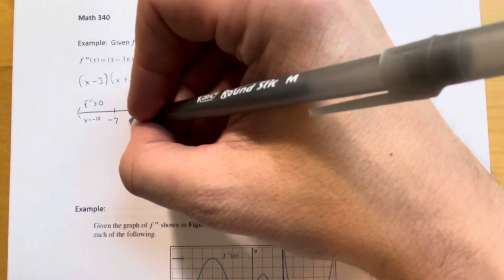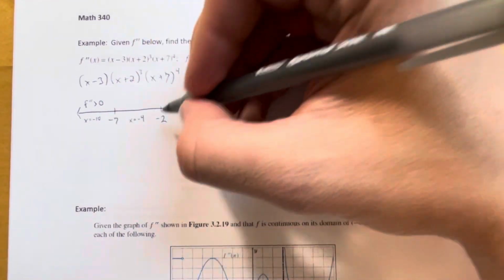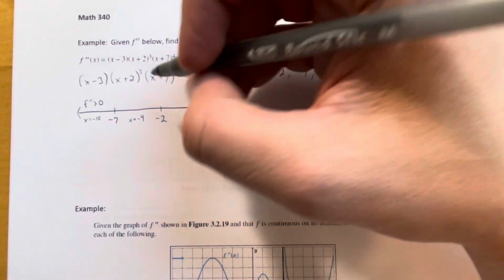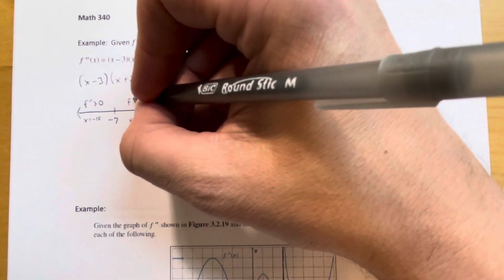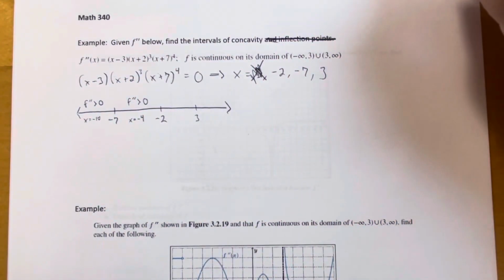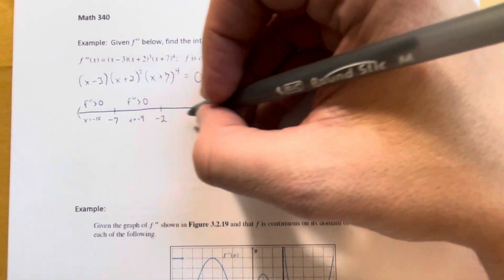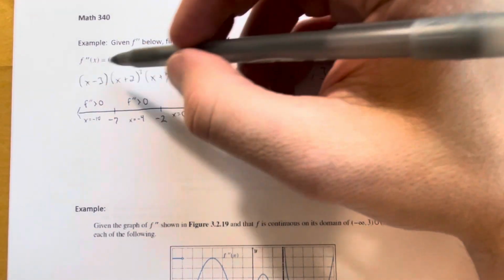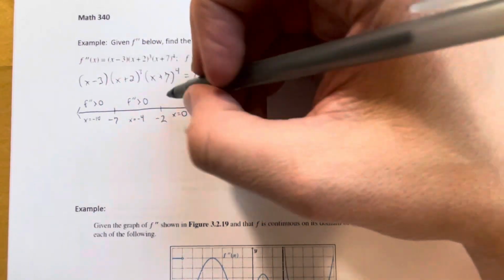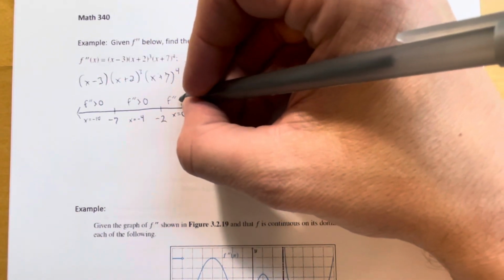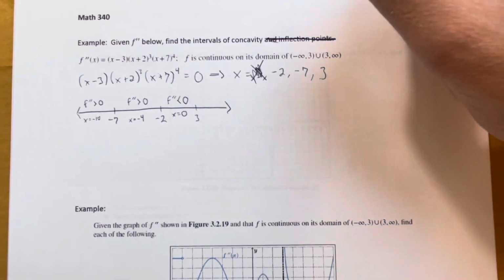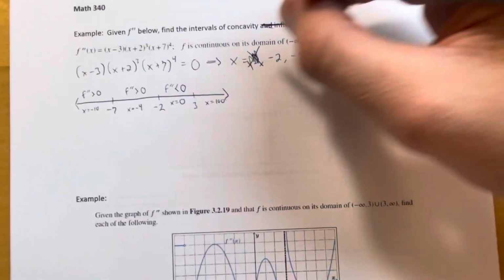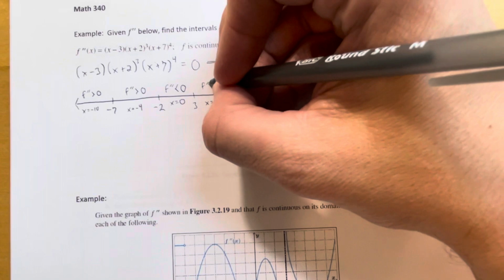Let's pick a test point in here. Say x equals negative 4. That's between negative 7 and negative 2. Negative 4 minus 3 is negative. Negative 4 plus 2 is also negative. So negative times negative is positive. We get f double prime is positive there. Okay, let's pick a test point between negative 2 and 3. 0 would work. If I plug a 0 in, I'm going to get negative 3 times positive 2 cubed. So it's negative times positive, which is negative. f double prime is negative here. And then finally, I need a test point that's bigger than 3, say 100. If I plug 100 in, everything will come out positive. So f double prime is positive there.